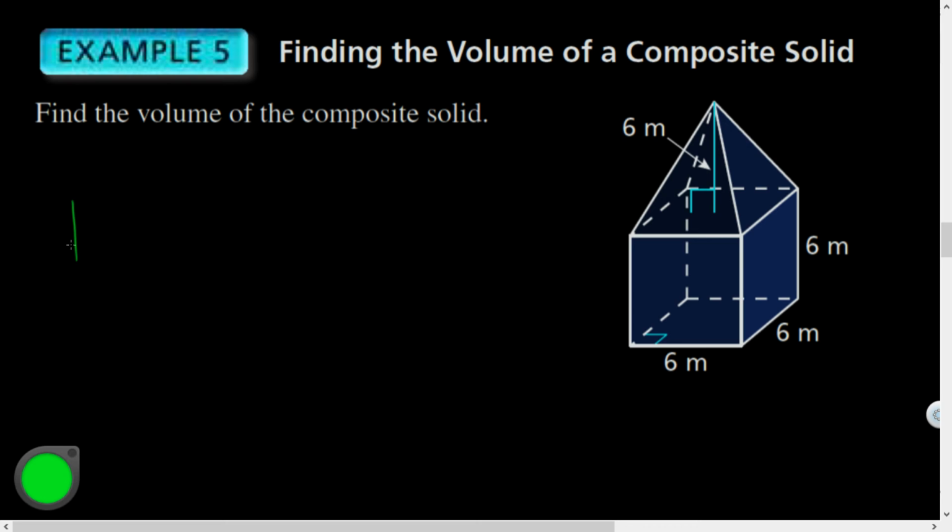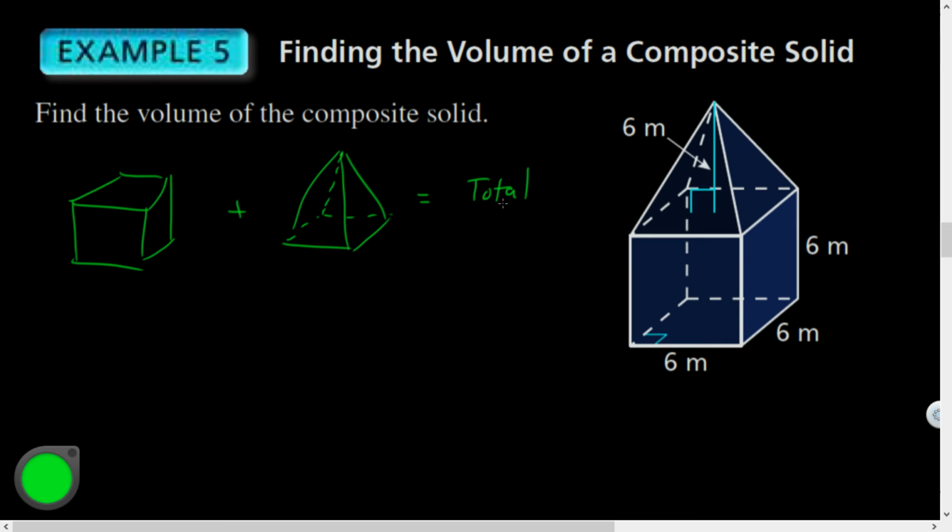So guys, here's my claim. I believe that the volume of the composite, the combined solid, will be the volume of the cube plus the volume of the pyramid. Does that make sense? Super sad pyramid. And that's going to equal the total. Are you guys buying it? All right, it's been bought. I will sell you this sad-looking house. Some assembly required. So let's find the area of the base and multiply by the height, and then find the area of this base and get 1/3 multiplied by the height.